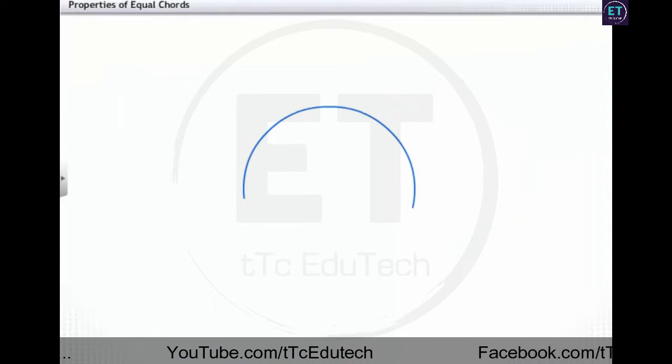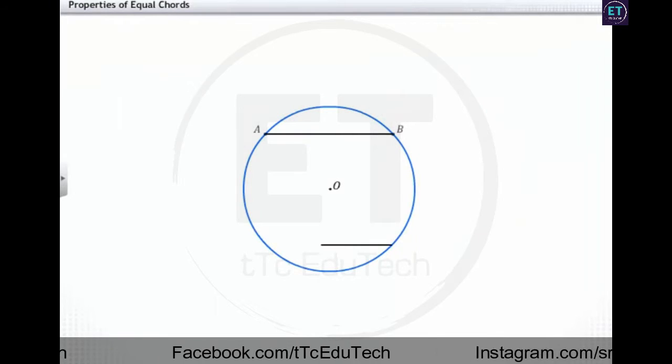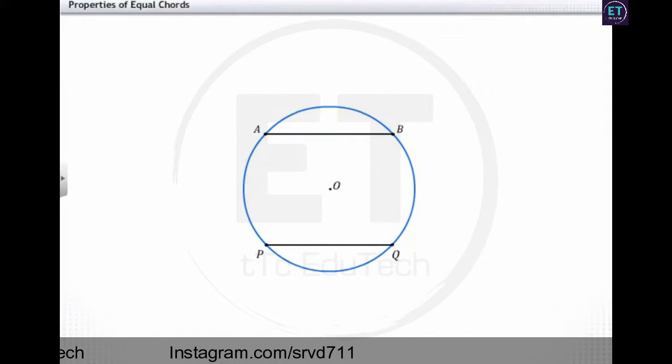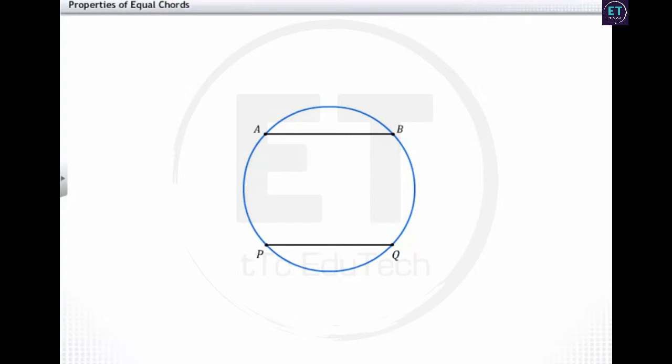Look at the circle. Let's draw two chords which are equidistant from the center of the circle. If you don't know the center of the circle, would it be possible to draw chords that are equidistant from the center? Yes, it's possible. Let's see how.